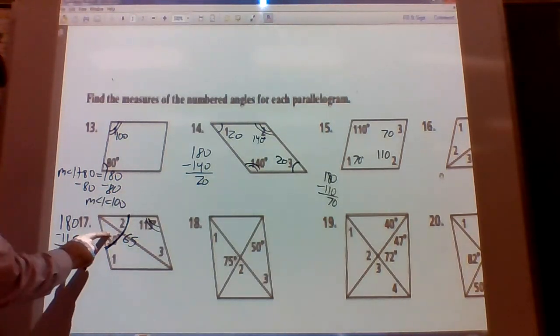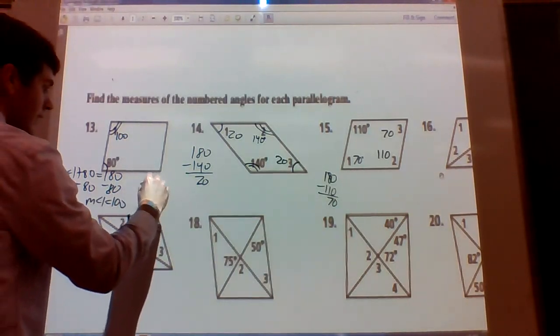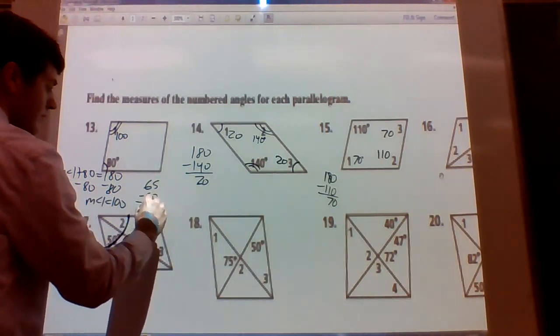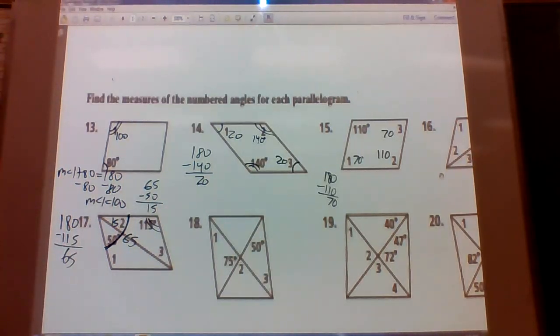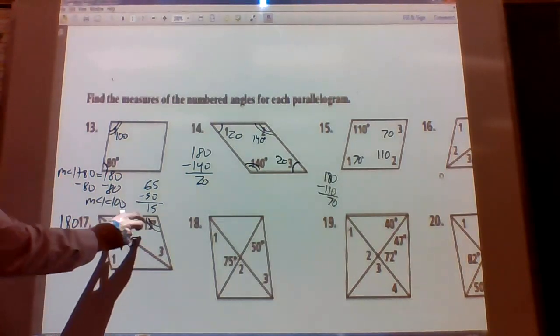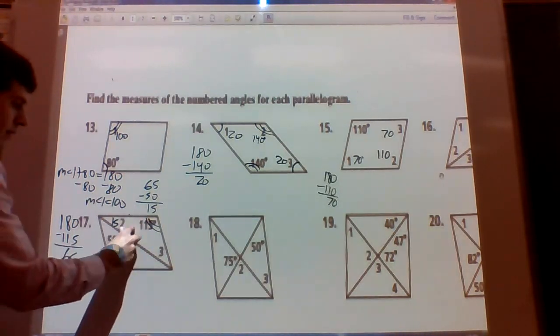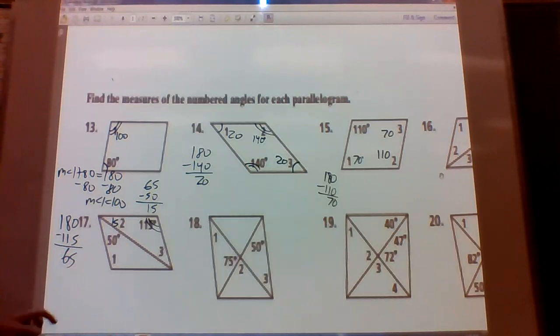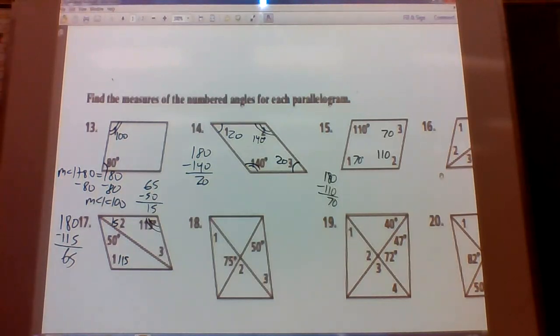Okay, it tells us this angle is 50. So we can do 65 minus 50, which gives us 15. So the measure of angle 2 is going to be 15, because this whole thing is 65 because it's consecutive here. And then 50 and 15 have to add up to 65. Angle 1, these are opposite angles. Opposite angles are congruent, so that's 115.